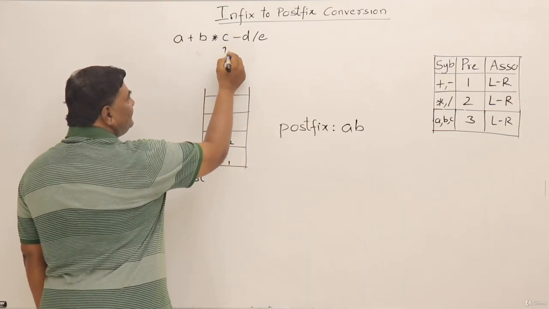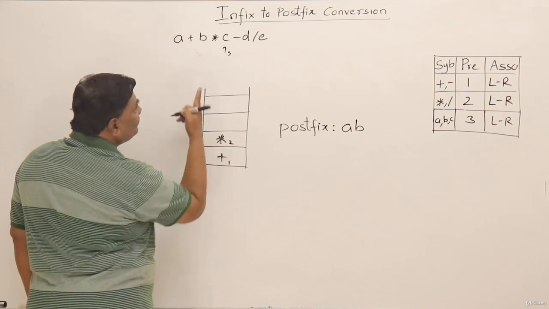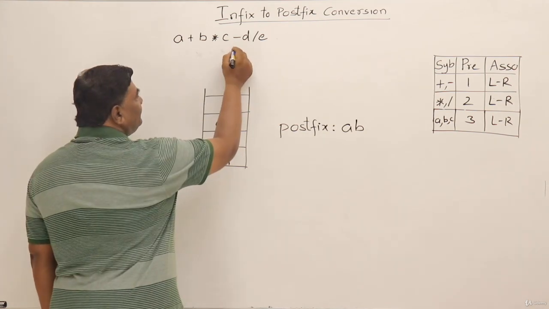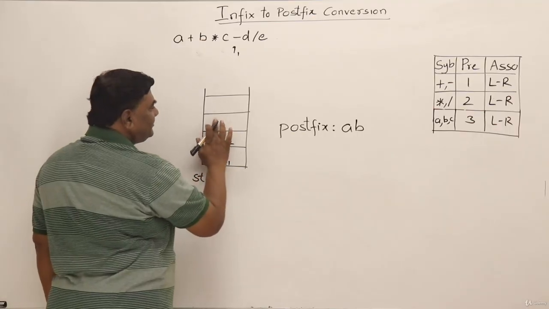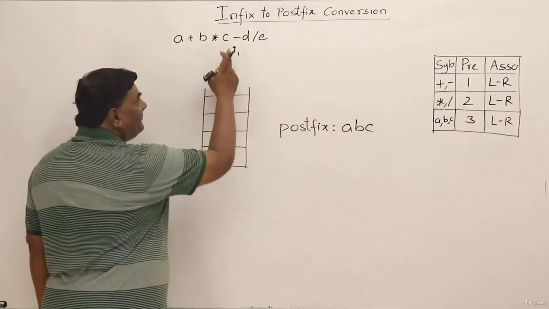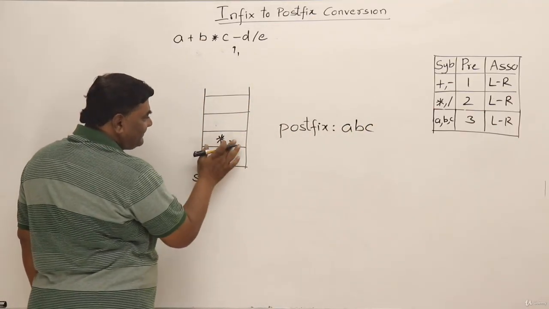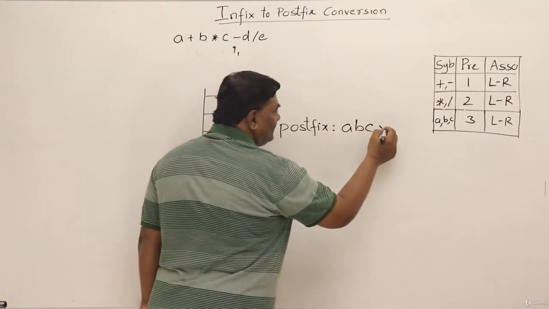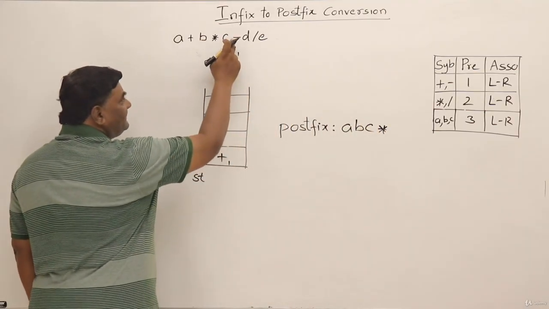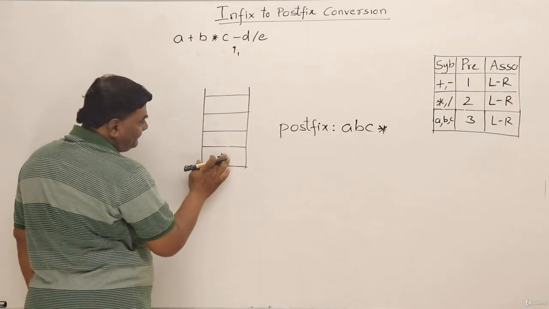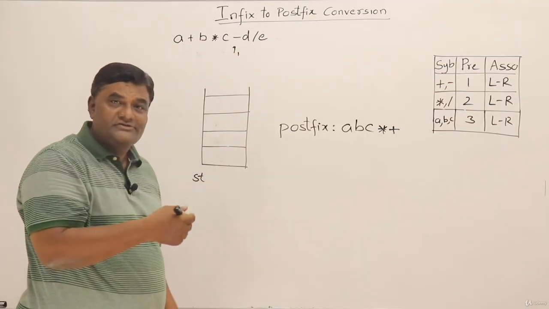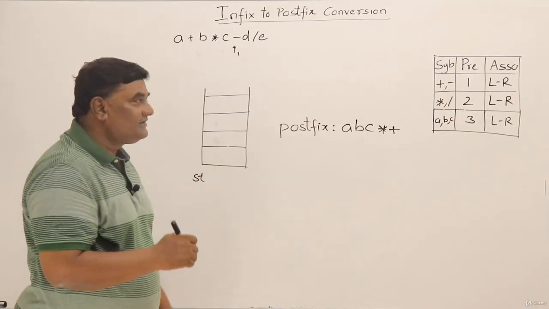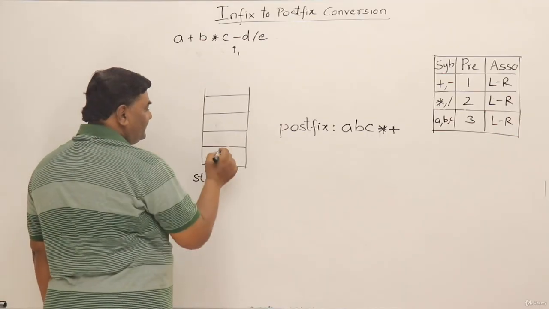The next is C, this is 3. That is 3, this is 2. That is greater, so push it. Then minus, its precedence is 1. This is greater, pop out. Minus is 1 and this is greater, star, pop out. That is minus 1 and this is equal, pop out. So all the symbols in the stack which are greater or equal, we should pop out. Yes, we did it. Now there is nothing, now we can push it.